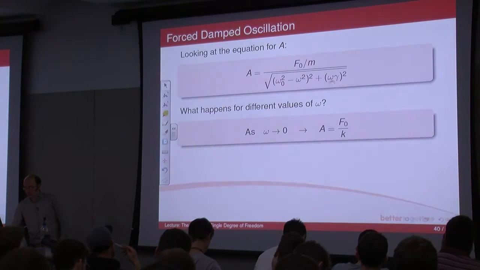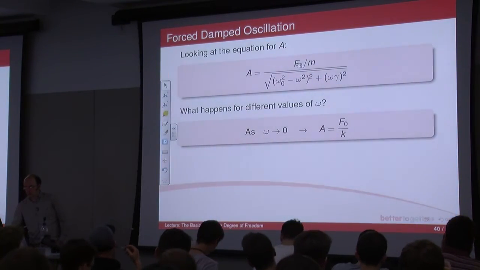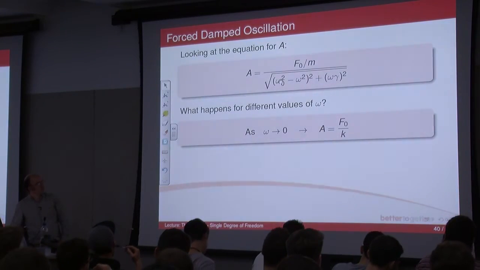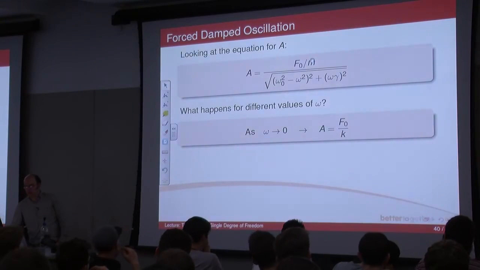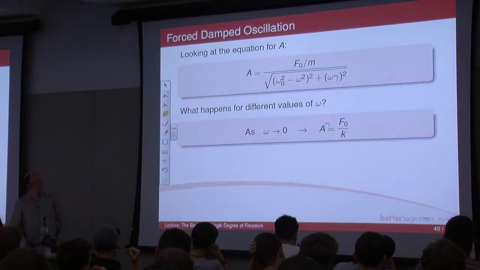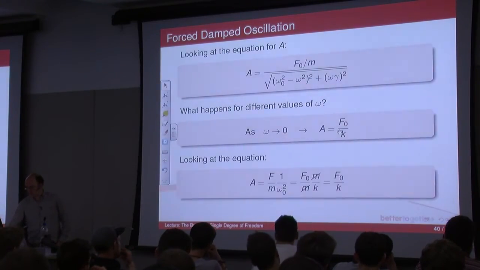that term disappears completely, that term disappears, we end up with F naught upon M times the square root of omega squared, which is omega naught. And obviously if you do the maths, the M's cancel, you end up with F naught divided by K. Okay, that's what happens there.